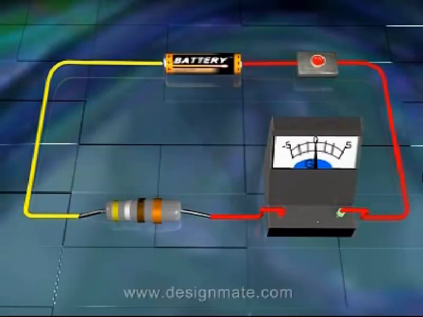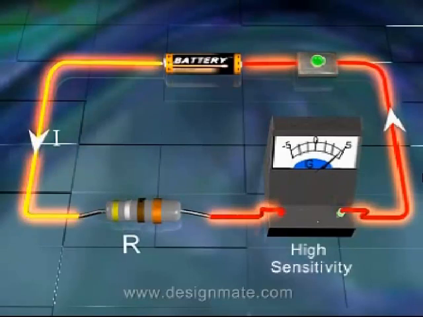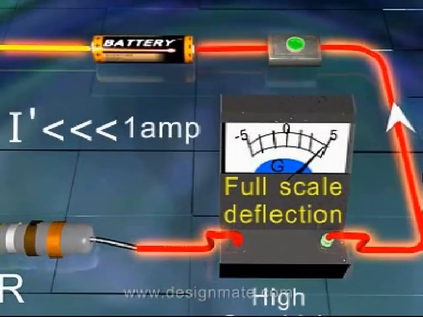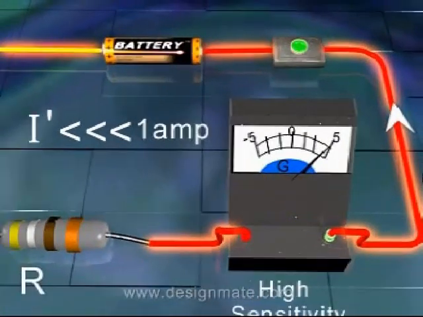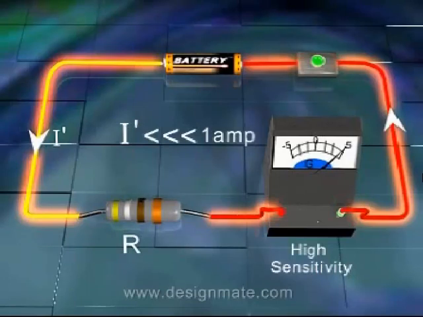The other problem associated with using such moving coil galvanometers for measuring normal currents is due to its high sensitivity. These galvanometers are designed to detect weak currents, so even a fraction of an ampere can cause a full-scale deflection, and hence the excess current can damage it.